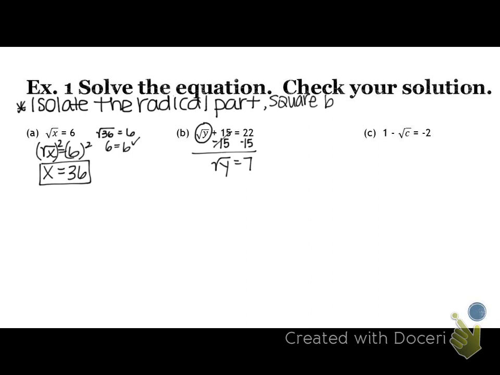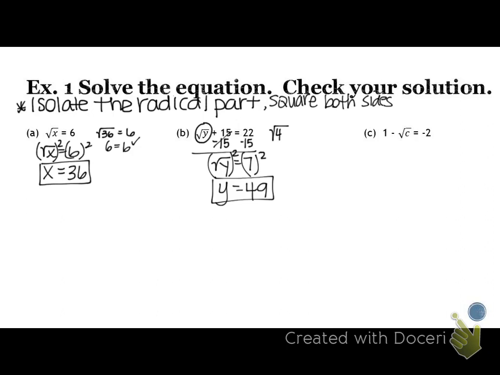So I didn't put it in the notes for you, but I would add this. Square both sides. And that's exactly what we're going to do to letter B. We're going to square both sides. So what is the square root of y squared? Y. And what is 7 squared? 49. All right, let's go ahead and box it in, but remember we got to check it.